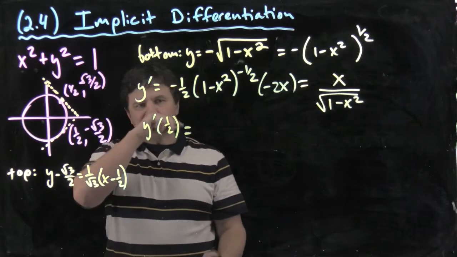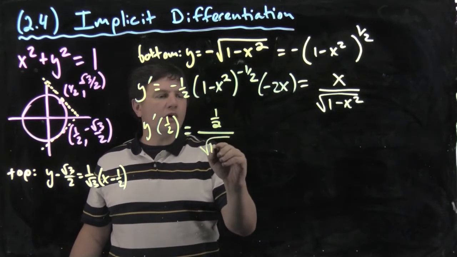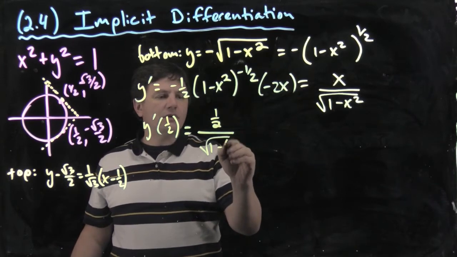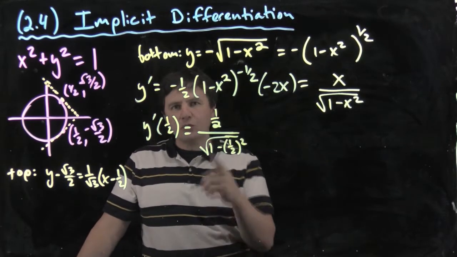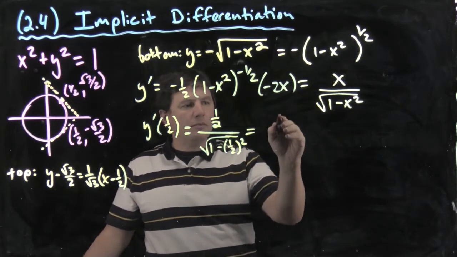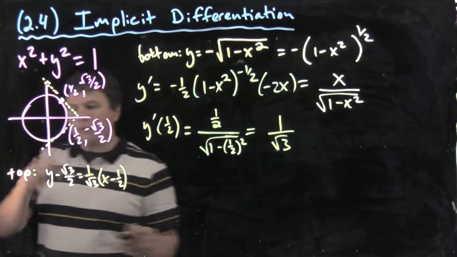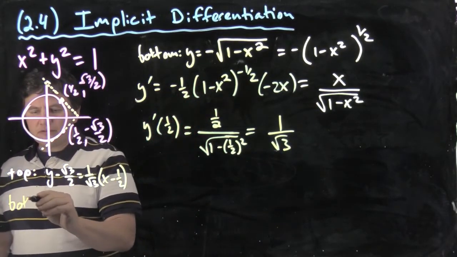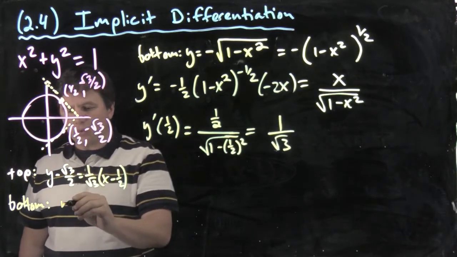Okay, and then once again, we'll plug in the point 1/2. We get 1/2 over square root of 1 minus 1/2 squared. By now, I think we realize we're going to get the same thing we got last time numerically, except it'll be positive, 1 over radical 3. So our bottom equation, surprise, surprise, is the same except positive, which makes sense with what we're seeing here.